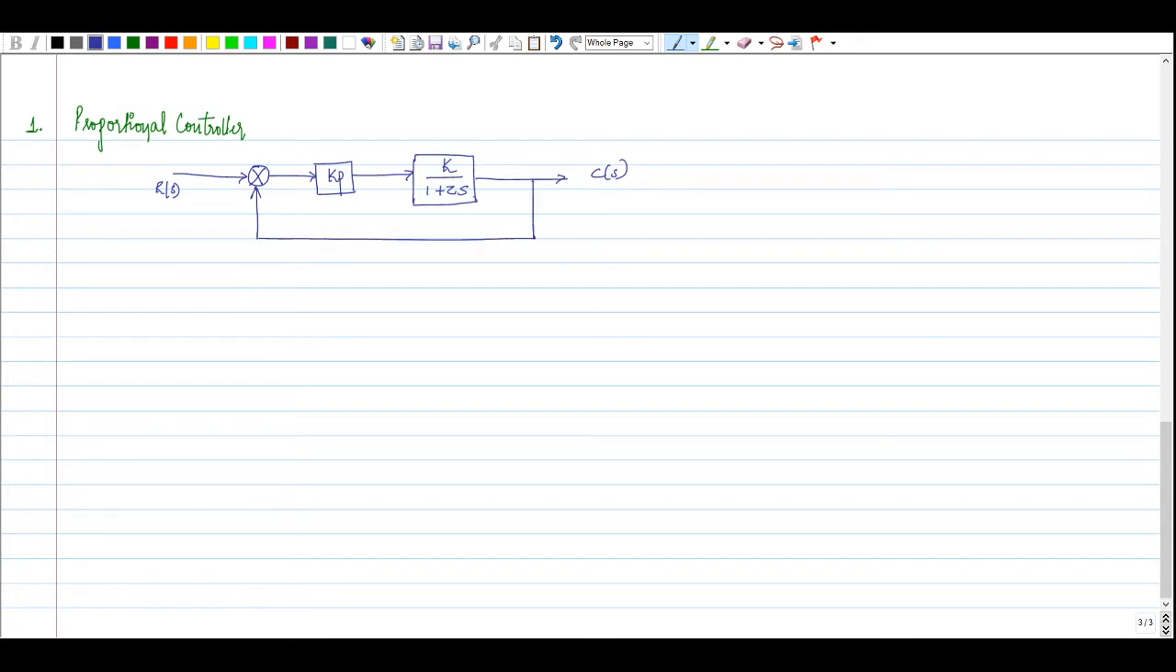With that, plus and this is negative. This is the error signal, and whatever you get here, this is the actuating signal or control signal, sometimes also called the manipulated variable. And the error signal is nothing but the controlled variable. Okay, so with this, first we will derive the closed loop transfer function.